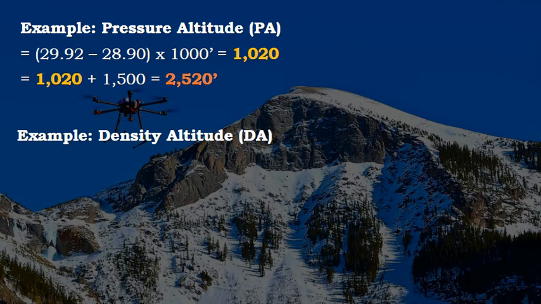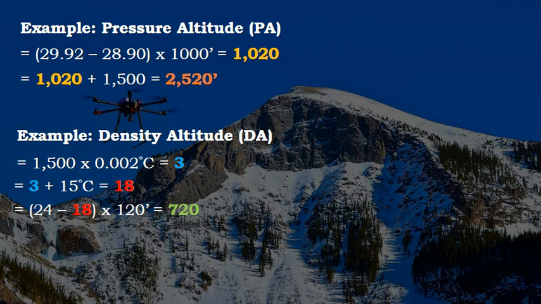Then to calculate the density altitude, we take the 1,500 field elevation and multiply it by 0.002, giving us 3. The 3 is added to 15, making it 18. If the current temp is 24 degrees, we subtract 18 from 24 and multiply that 6 by 120 for 720, which is then added to the pressure altitude of 2,520 for 3,240.